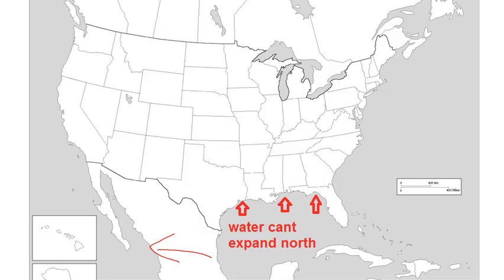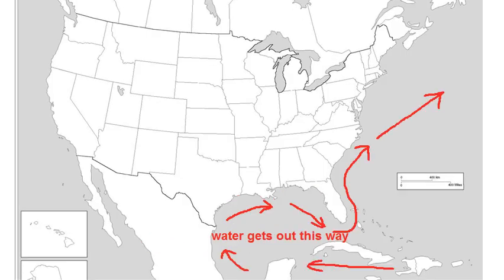So which way does it go? The only way it can. The water gets pushed out that way because that's the only direction in which it can expand, and expands around the other side of Florida. And then because of the movement of the Earth, that swirling Coriolis effect, the water gets deflected and starts to move this way.